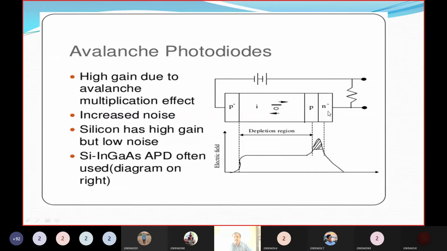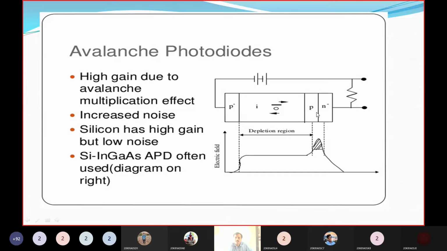If you observe this graph, the electric field inside the intrinsic region is constant. But in the depletion region, the electric field increases. That means this is the internal electric field.